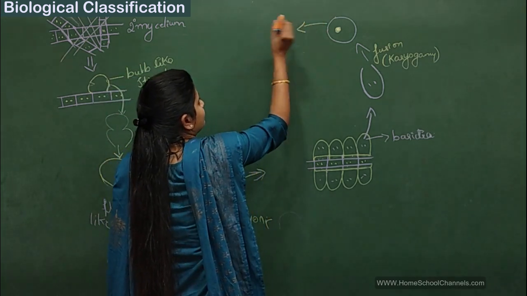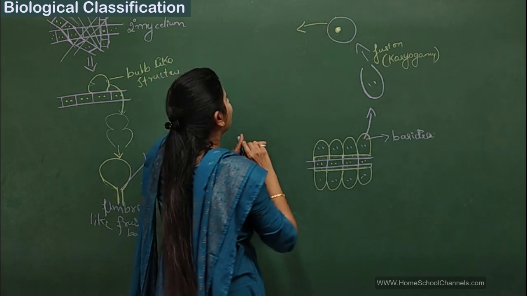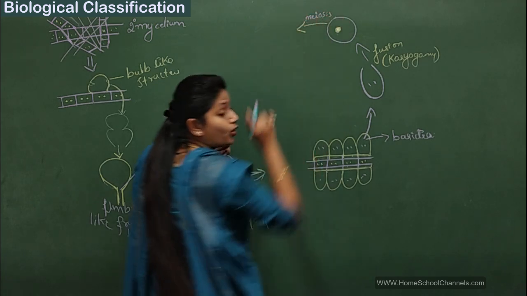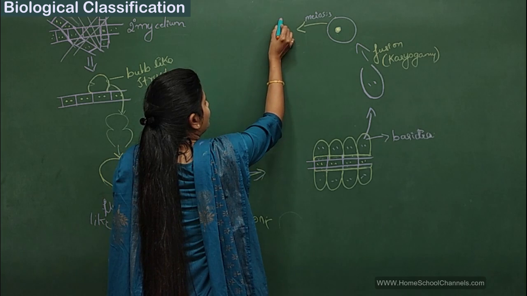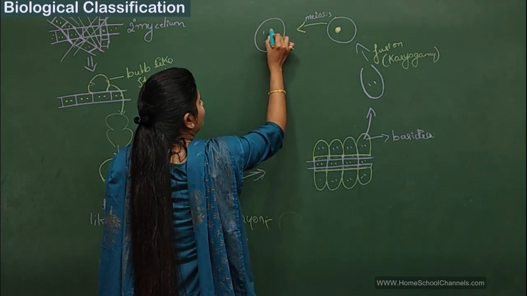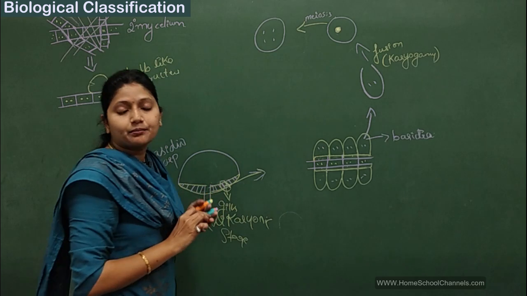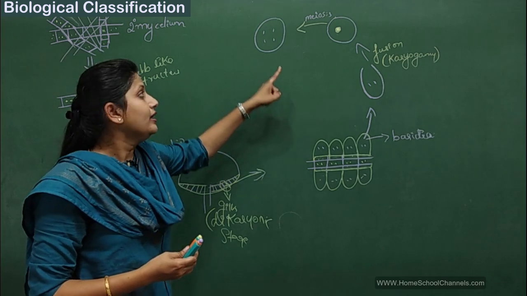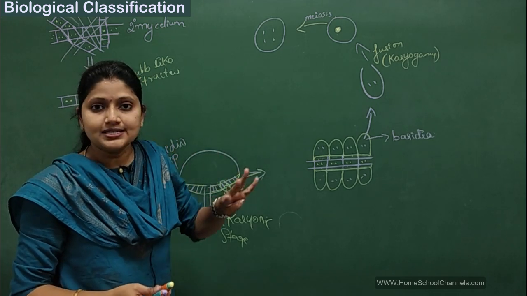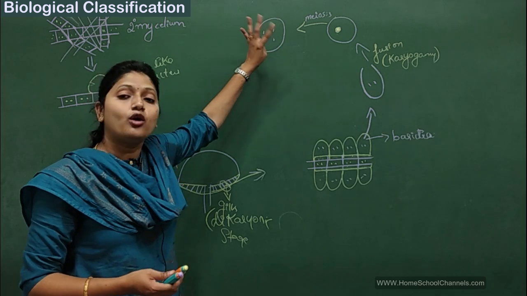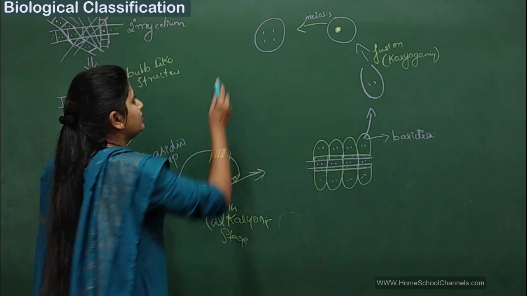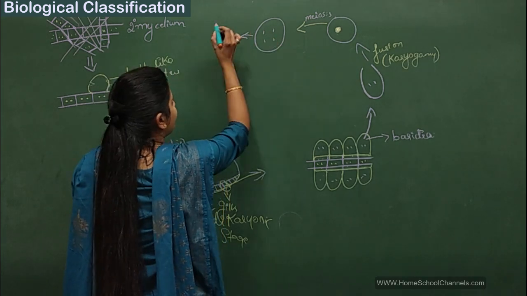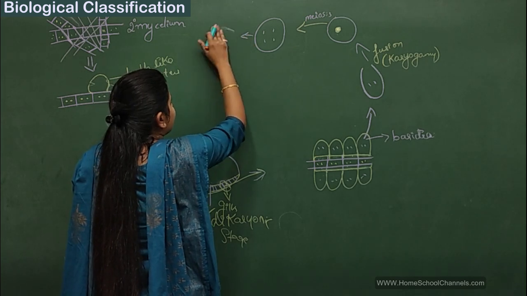Next, after the fusion, what happens? Now this cell will undergo meiosis, and after the meiosis we know that 4 haploid nuclei are formed. So in the case of meiosis, from a diploid nucleus we get 4 haploid nuclei, isn't it? So in the cell we now get 4 haploid nuclei. Next step, this is again the basidium only that we are speaking about.